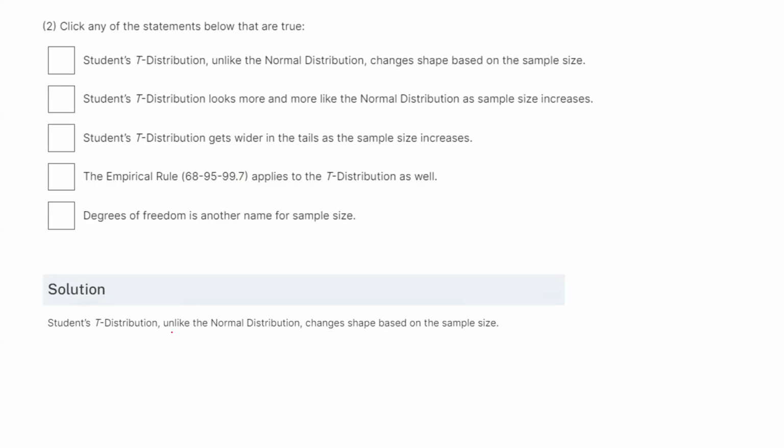So, students' t-distribution, unlike the normal distribution, changes shape based on the sample size. This is what we saw. This is the family of curves. It doesn't have a fixed behavior. It changes as you change n or the sample size. Student t-distribution looks more and more like a normal distribution as sample size increases.